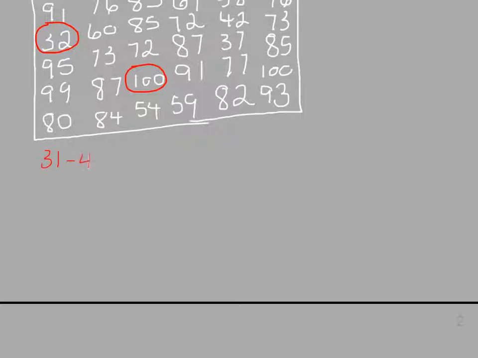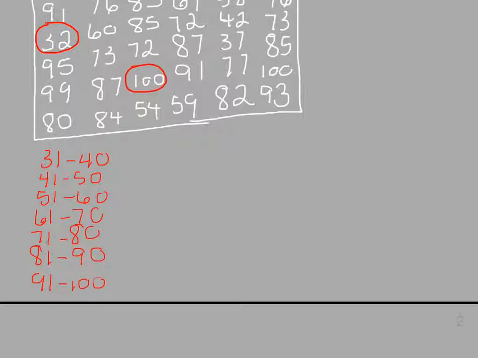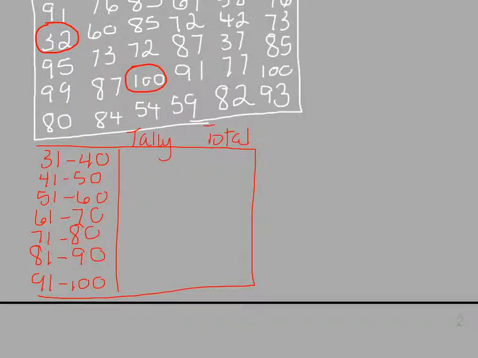31 to 40, 41 to 50, 51 to 60, 61 to 70, 71 to 80, 81 to 90, 91 to 100. Okay, so on my table I will have tally here, and then total here. And I'll use that total to make the histogram.